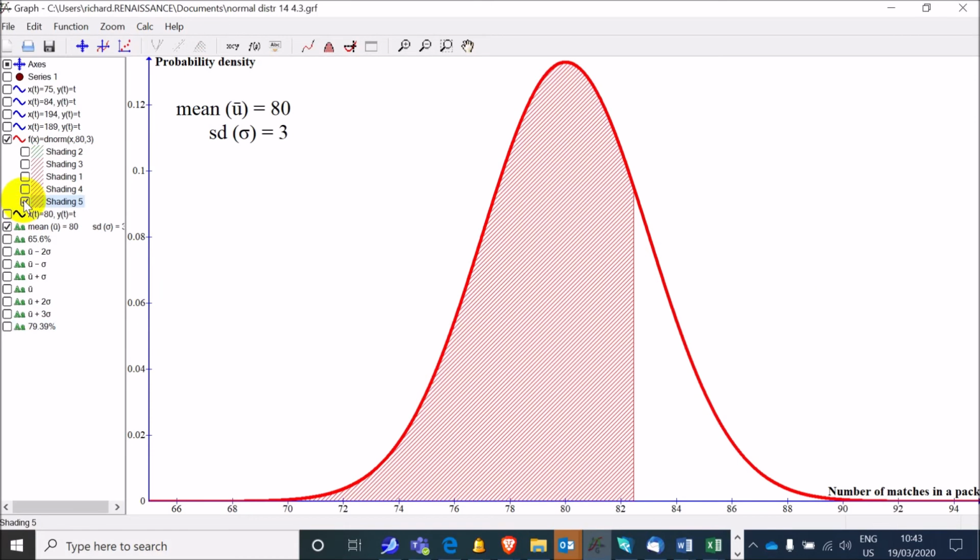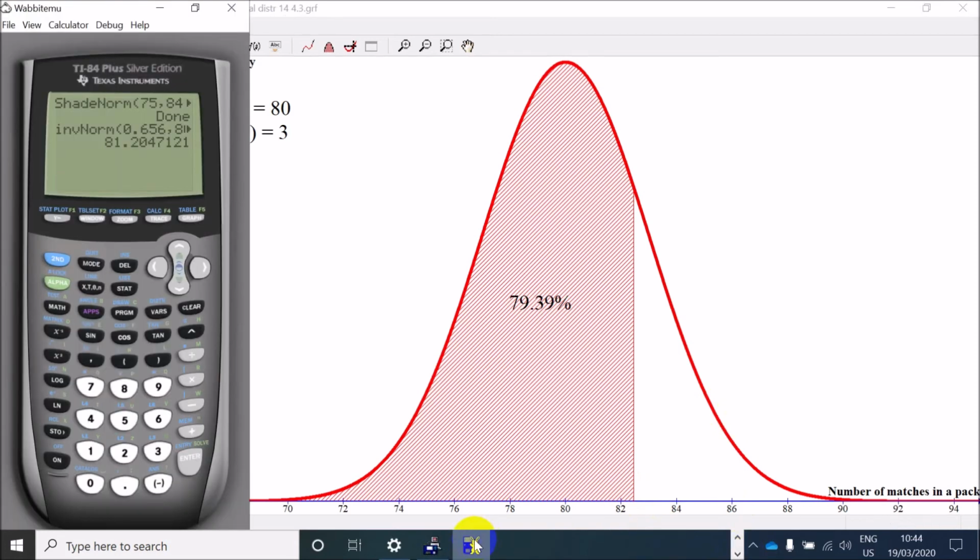Let's say the left part is shaded, and what I would like to find out, if this area is 79.39%, then what is actually this number that you see here? So when I pick a box at random, how many matches are the maximum that I would expect? 79.39%, that is 0.7939 as a probability. See what the calculator can do.